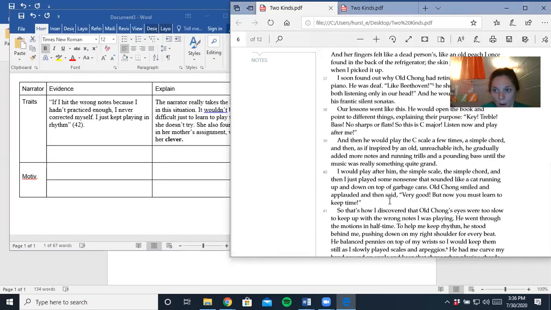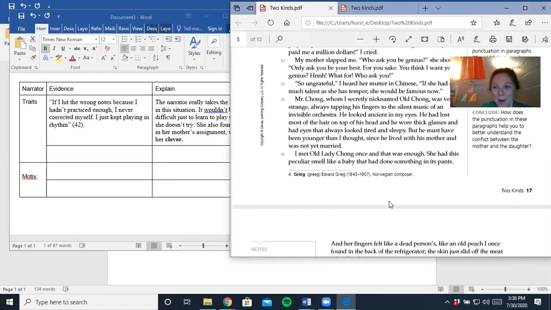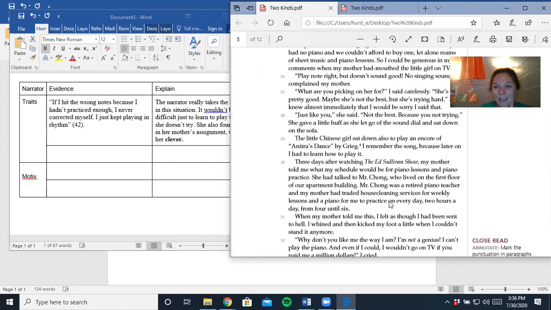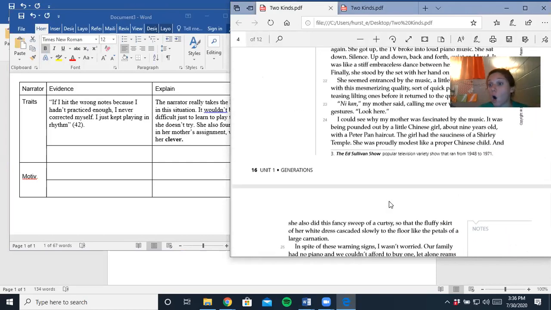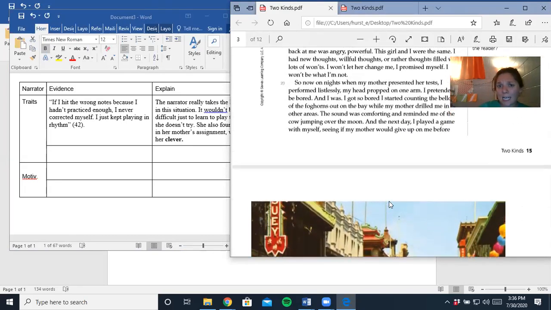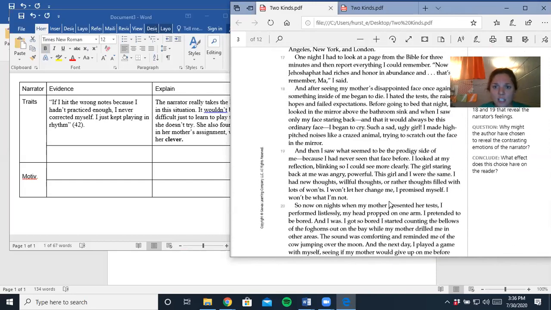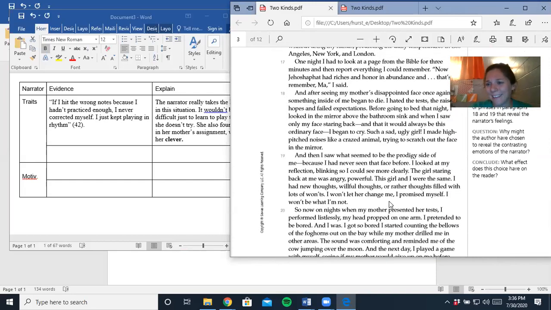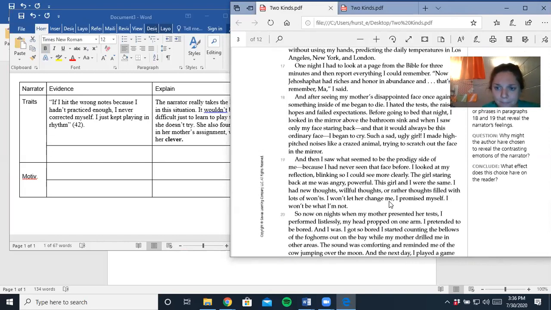Earlier in the story, before her mom decides she's going to play the piano, she's trying all the different things. Her mom is having her watch the TV shows with the kids that know all of the capitals, and read the Bible and try to remember every detail, and things like that. And she decides she is going to stand up to her mom, right?